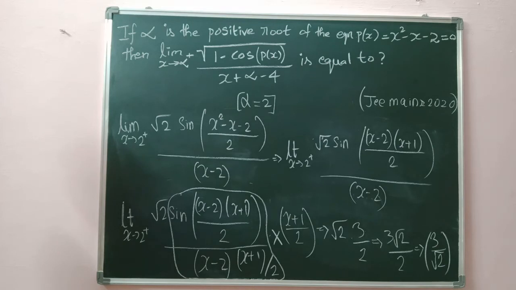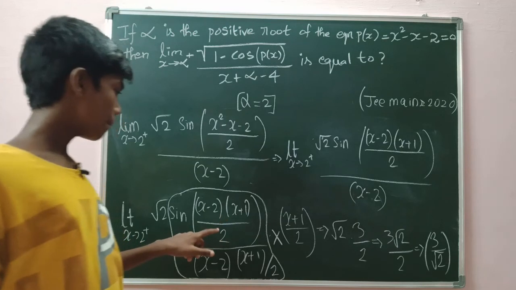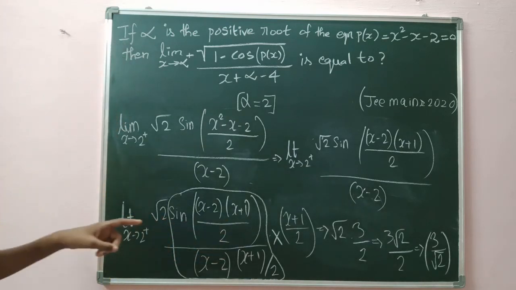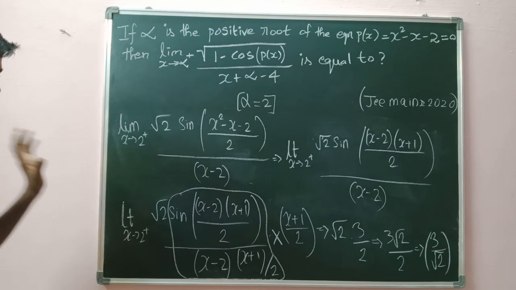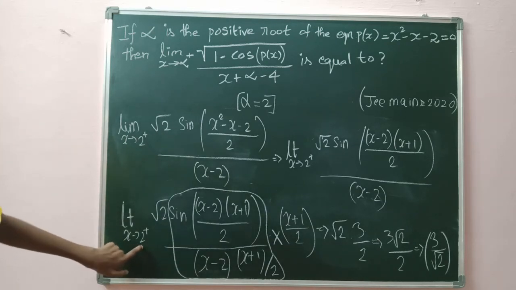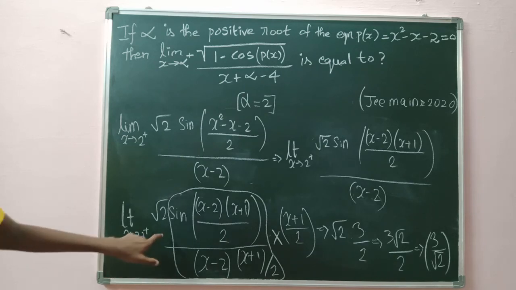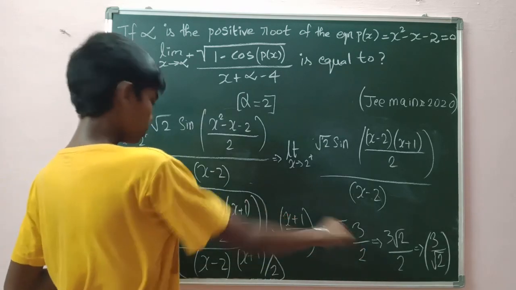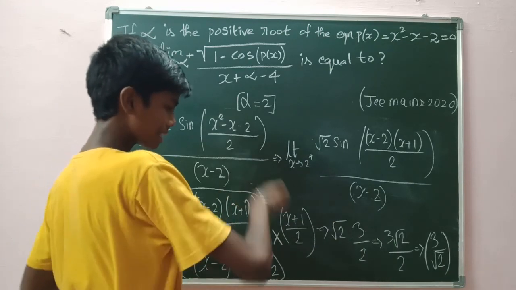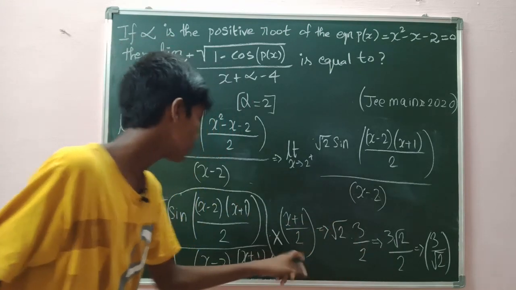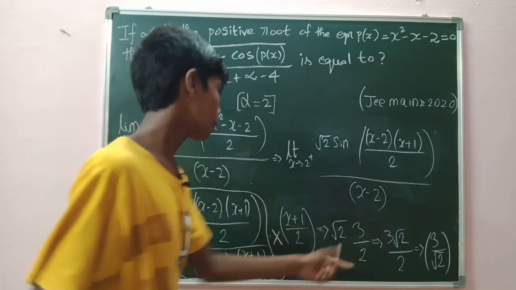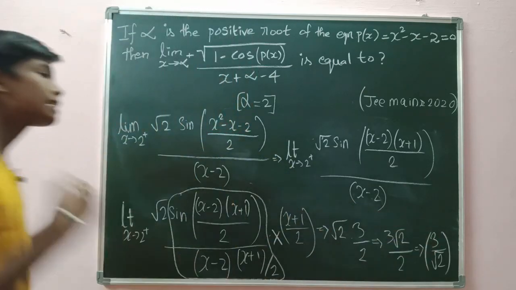Yes, 3 by root 2 is the answer for the question. Sine of x minus 2 into x plus 1 by 2 divided by x minus 2 into x plus 1 by 2 will be 1. That's one of the standard limits as x tends to 2 plus. So I wrote it as root 2 into this 1. I don't need to consider the circled part, into x plus 1 by 2. What is x? It is 2 plus. So that will be 2 plus 1 by 2, that is 3 by 2. When you rationalize, finally you get the answer 3 by root 2.